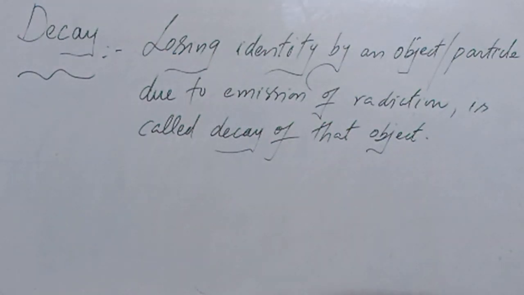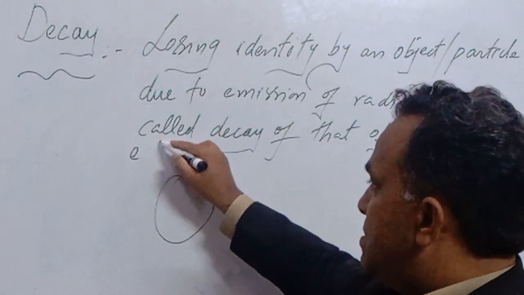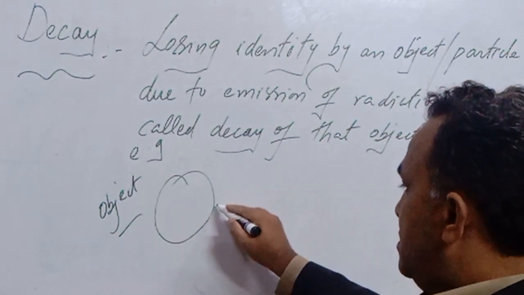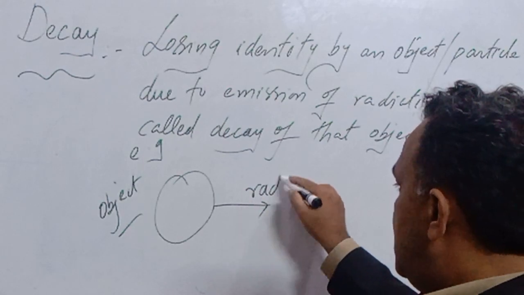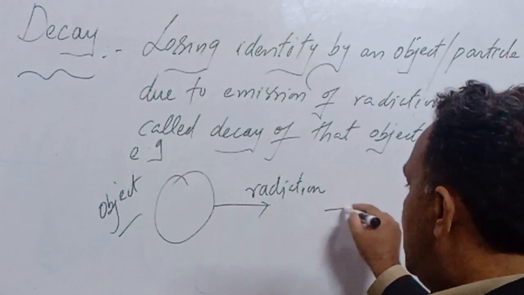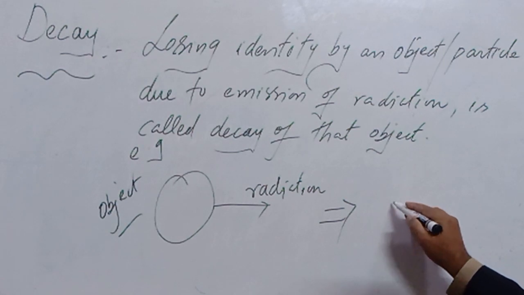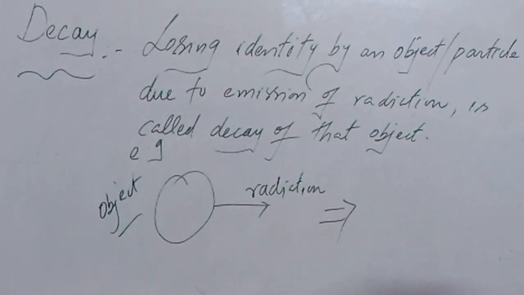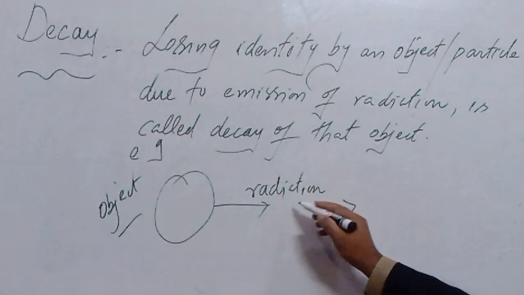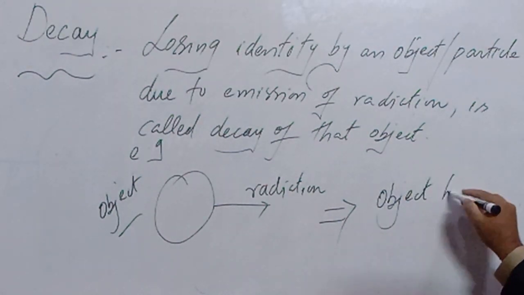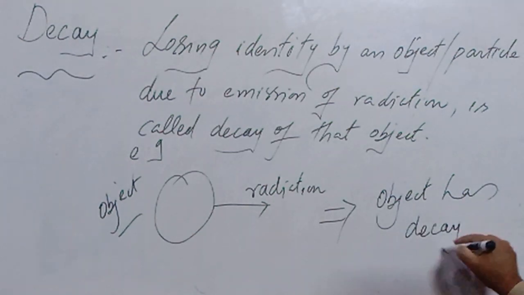For example, if there is an object, for example, this is an object, and let's say this is giving out certain radiation. So that will change the object. Means now the object will be found to be with different properties as compared to its initial properties. So in that case, we will say that object has decayed. Decayed in what way? By emitting radiation. So we will say that object has decayed.